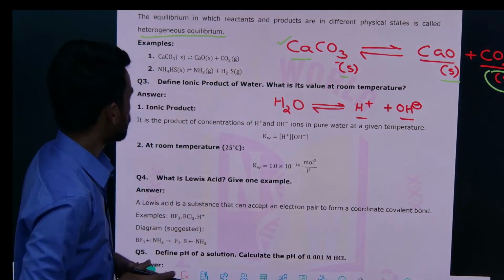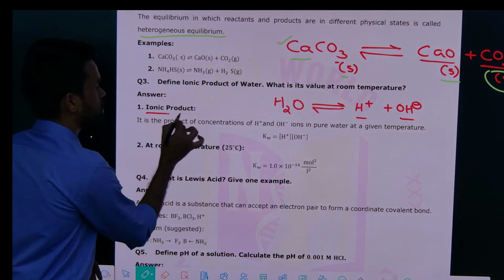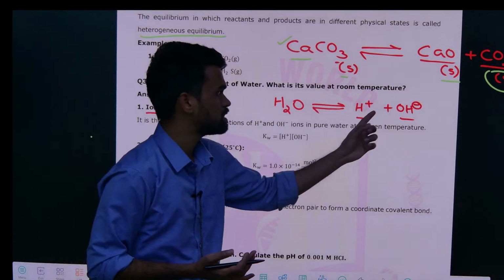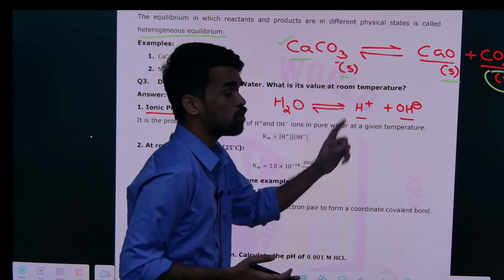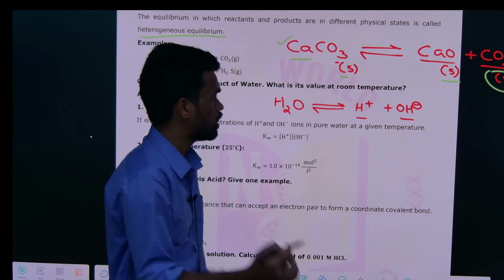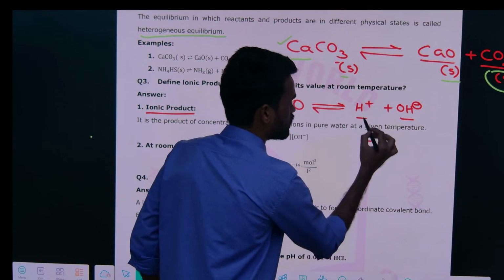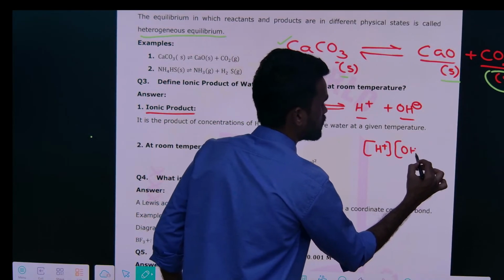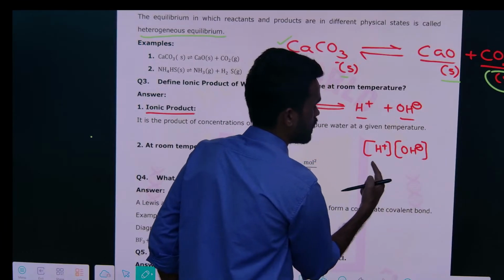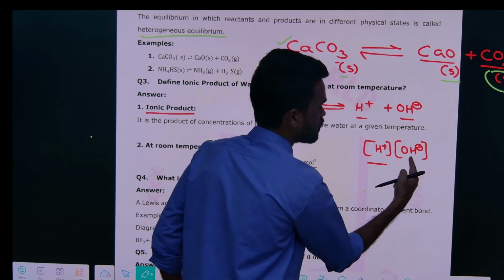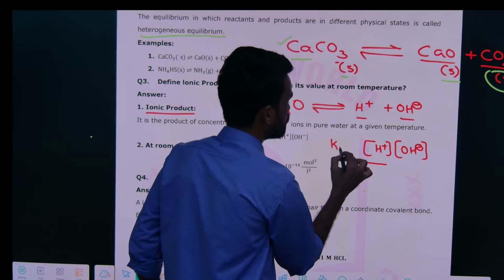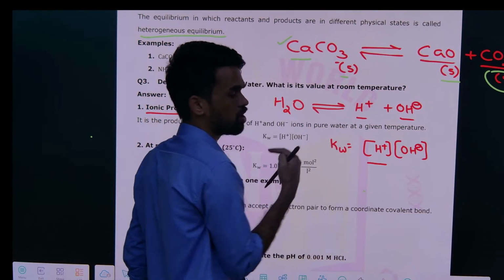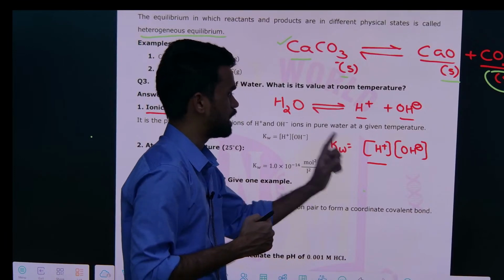Now read this statement once. Ionic product of water means what? It's simple. What are the ions of water? H plus and OH minus. Product means multiplication we need to do. So you just take the ions of water, H plus and OH minus, and multiply them. The product of the H plus and OH minus ion concentrations is called its ionic product. KW we can say.